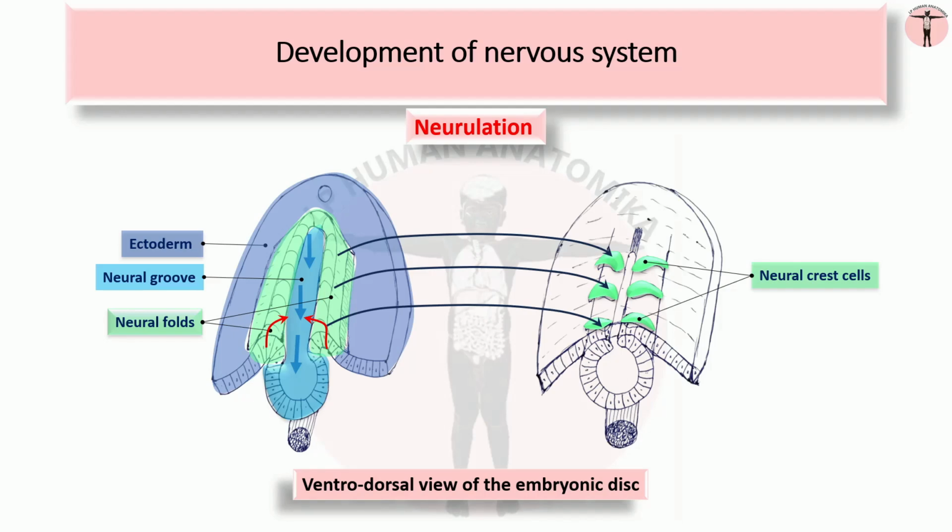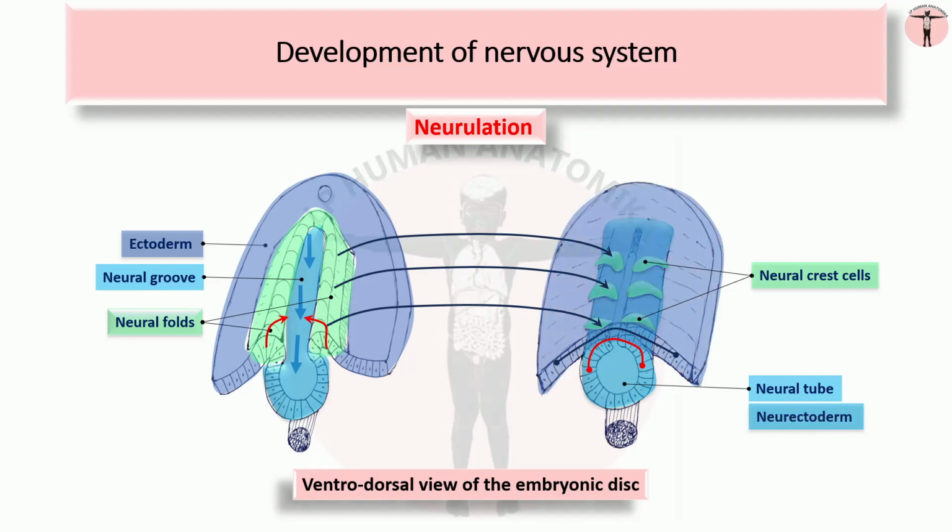As the neural crest cells are getting separated from the neural folds, the neural fold, which was continuous, now splits into two parts. The two edges ventral to the neural crest cells fuse to form the neural tube, and the ectoderm is now called neurectoderm. The two edges on the dorsal side of the neural crest cells fuse with each other and form the surface ectoderm. This whole process, starting from neural plate to the formation of the neural tube, is called neurulation.